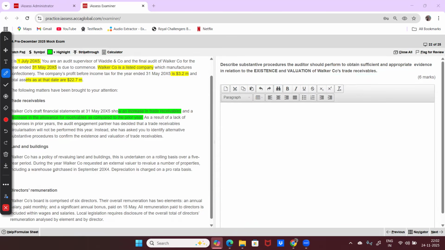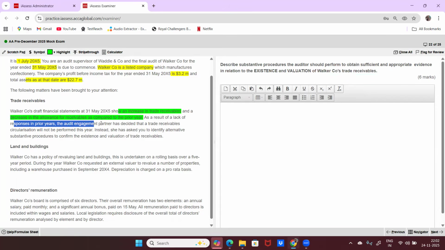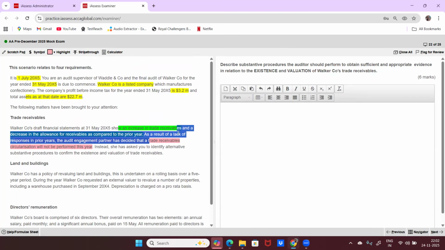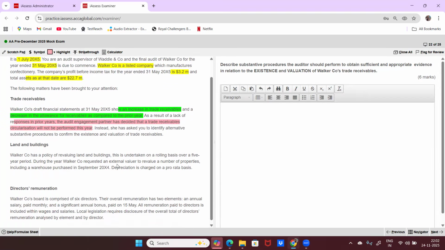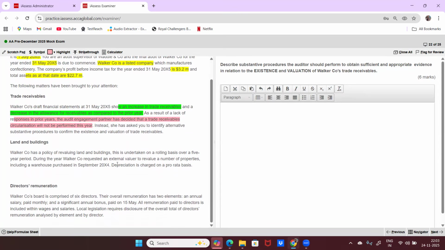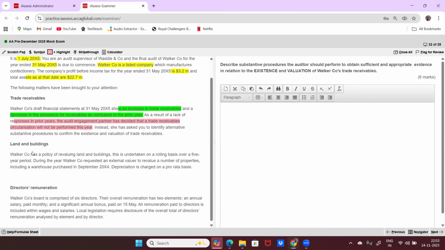As a result of a lack of responses in prior years, the audit engagement partner has decided that a trade receivable circularization will not be performed this year. Again, they are giving us a red flag. We know that whatever third party confirmations we can get, that's the most reliable form of evidence that we can obtain as auditors. But they are saying that trade receivable circularization will not be performed this year. Again, red flag for us. We'll ask why this is happening to ascertain the reasonableness. Instead, she has asked you to identify alternative procedures to confirm the existence and valuation of trade receivables.